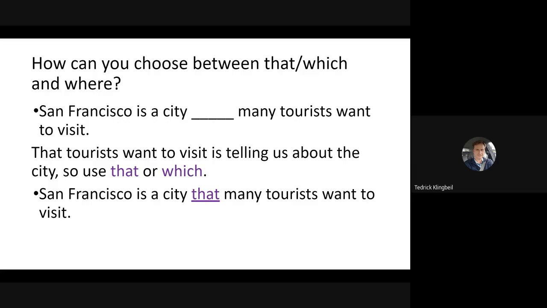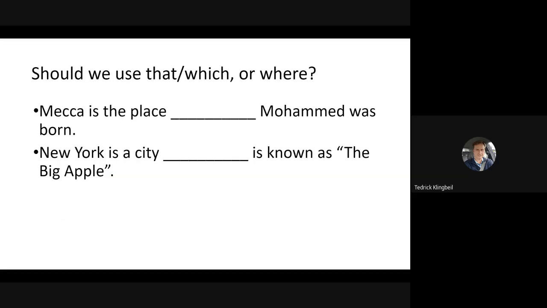All right, so do the same sentence, say it out loud, only use Dubai this time. Go ahead. Okay, yes, Dubai is a city that many tourists want to visit. Okay, so should we use that, which, or where? Okay, so go ahead. Mecca is the place blank Muhammad was born. Or New York, sorry, New York is a city, blank is known as Big Apple. Okay, go ahead and supply the right clauses here.